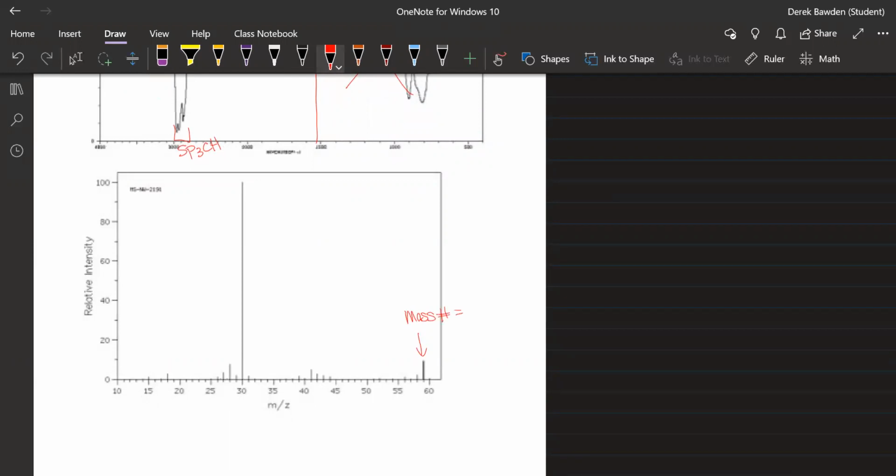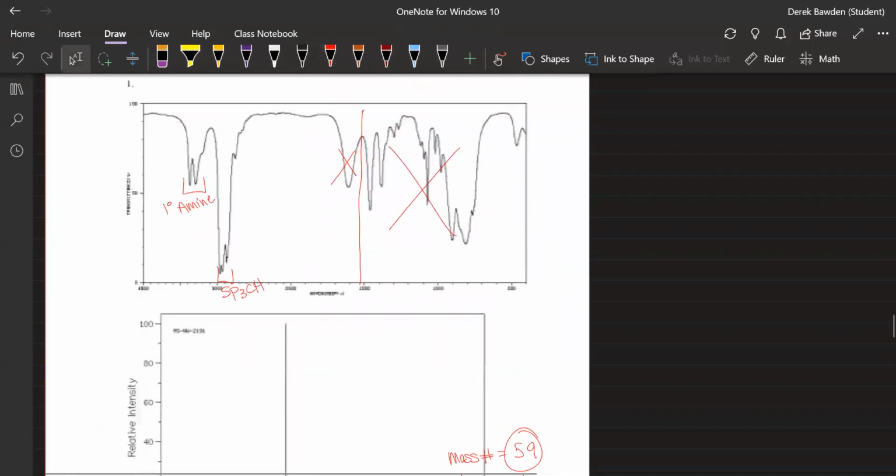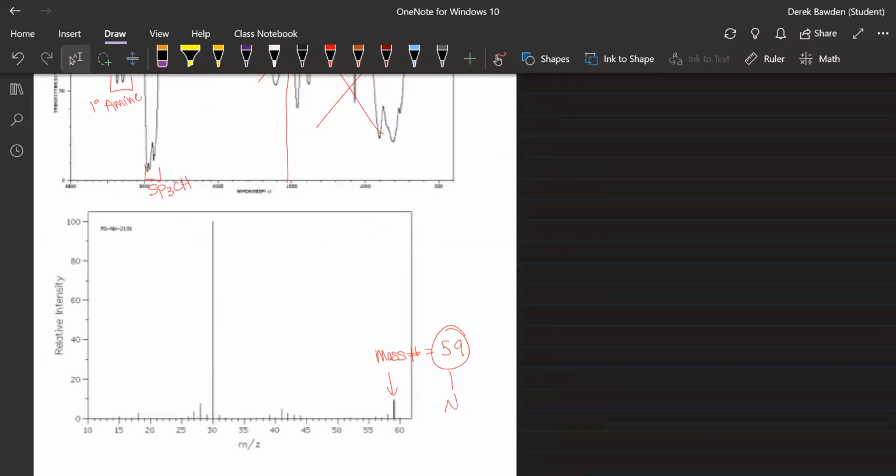59, I think. Yep, it's 59. What does 59 tell us? That it has a nitrogen. Okay, and we already knew that because we have a 1 degree amine in our IR. So that just confirms that yes, we have 1 nitrogen in our molecule.